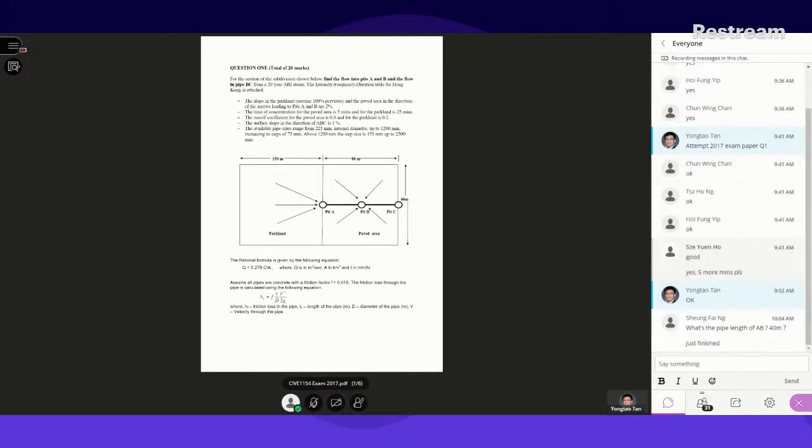Okay, great. I see one student finished the questions. Used the 25 minutes. So anyway, this question is about using the rational method to estimate the peak flow to pit A and pit B, and also to estimate the flow in the pipe BC. But to get the flow in the pipe BC, you need to get the flow in the pipe AB first. Okay, so first I will show you the solutions of these questions.